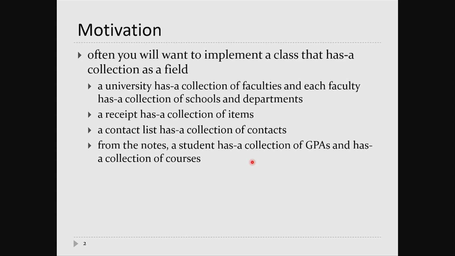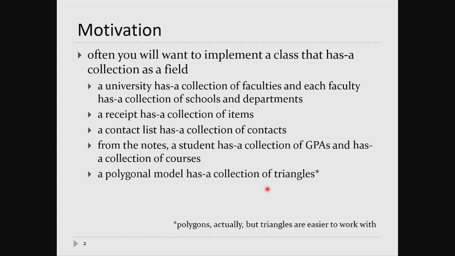If you're implementing a student class, to keep track of student grades and their progress through their academic career, every student might have a collection of GPAs. They might have a collection of courses that they're currently taking. And you can think of lots of other things as well. The example I'm using today is a very simple polygonal model class. A polygonal model has a collection of triangles. I'm going to show you what this is in a moment. In general, it's actually a collection of polygons, but triangles are easier to work with.